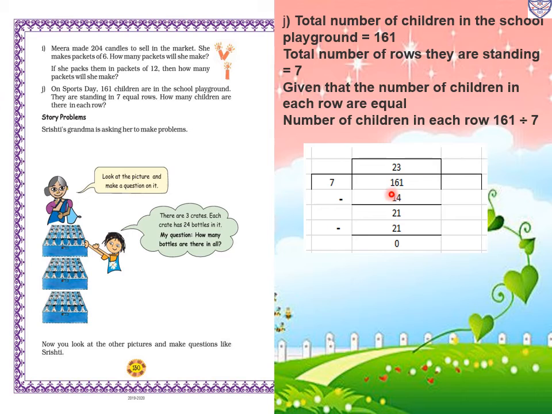So first we will take 16. In the 7 table, 16 will not come. So we will take 7 twos are 14. So 16 minus 14, we will get 2, and this 1 will be carried down. So it will become 21. In the 7 table, when 21 comes, 7 threes are 21. So 21 minus 21 we will get 0. So therefore in each row there are 23 children.